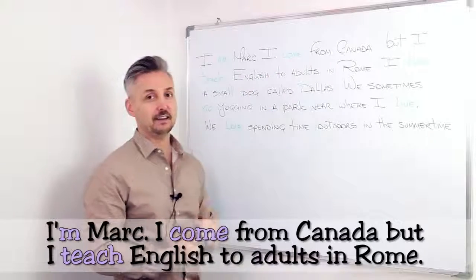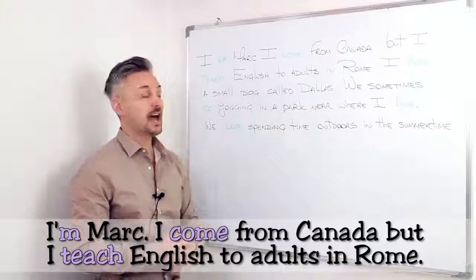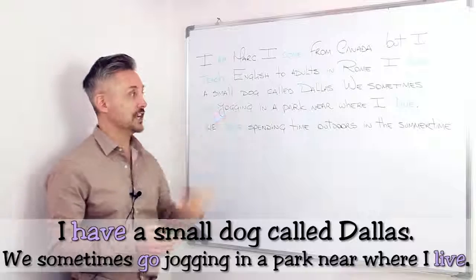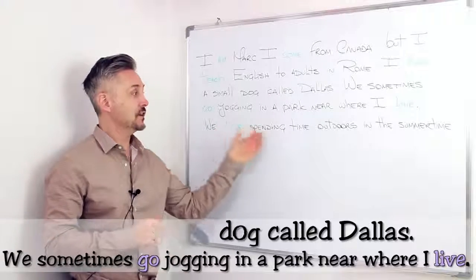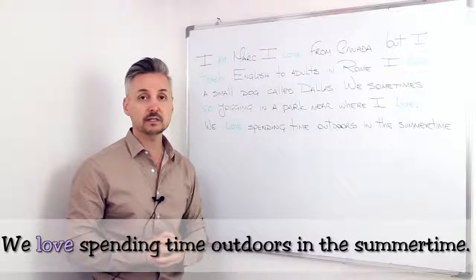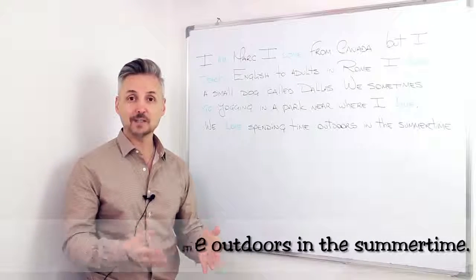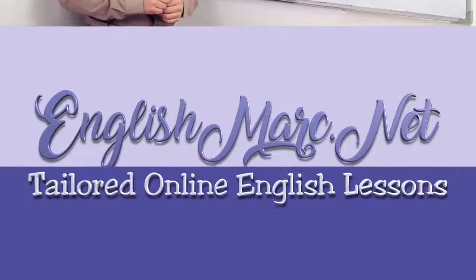I come from Canada, but I teach English to adults in Rome. I have a small dog called Dallas. We sometimes go jogging in a park near where I live. We love spending time outdoors in the summertime. In this lesson, I'm going to talk about the present simple. So stay tuned.